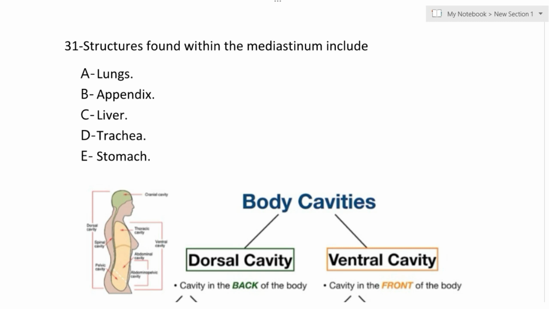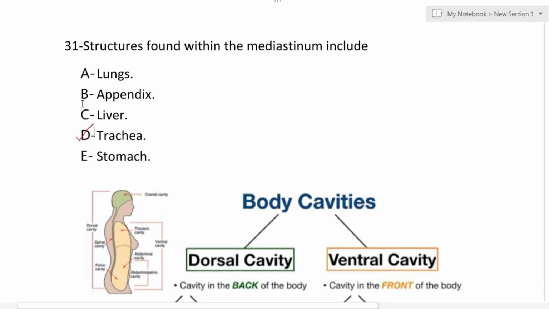The first question is, structures found within the mediastinum include: option A, lungs; option B, appendix; option C, liver; option D, trachea; option E, stomach. Now you can opt your answer. The correct answer for this question is option D, that is trachea. Trachea is present within the mediastinum.